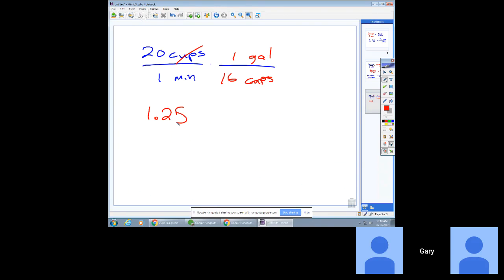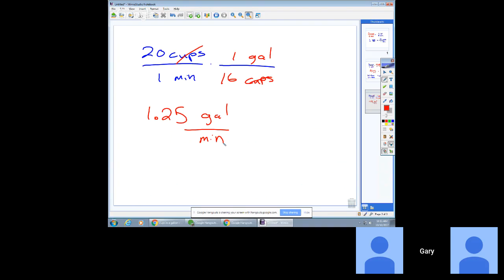So 1.25, and what are the units of measure on that number? Gallons? Almost. Gallons per minute, right? Because this is still a rate. So gallons per minute. And Matt, did you have a question or did you just stretch there? Okay. So we've redone this now. So now I've got it in gallons per minute. A minute goes by, I lose 1.25 gallons.